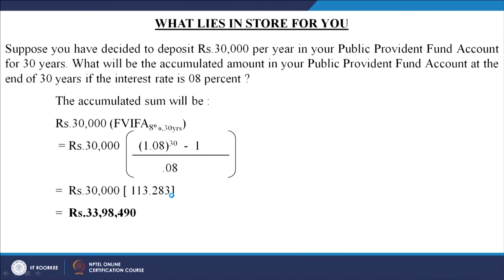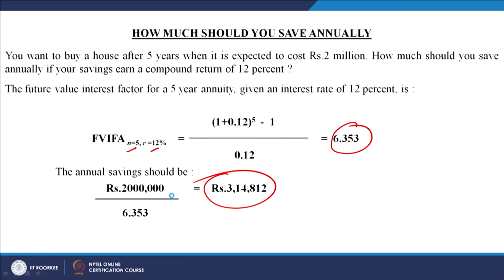Interesting. So, it is a very important question which we can answer. In the previous case, what we wanted to find out was what lies in store for me if I save a certain same amount, 30,000 rupees every year for a period of 30 years, and the rate of interest is 8%. In this case we answered how much should you save annually to achieve one particular objective, provided you know the cost of that objective and the rate of interest available on our investment.